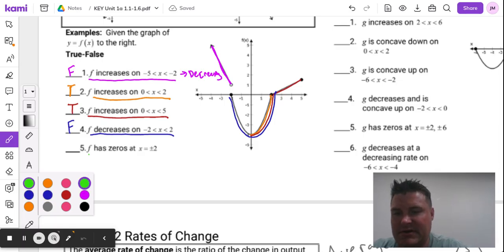f has zeros at plus and minus 2. We'll do this one in green now. So we're looking at plus and minus 2. Does the function equal 0? The height is 0 at plus and minus 2 for x. That is totally 100% true. All right.